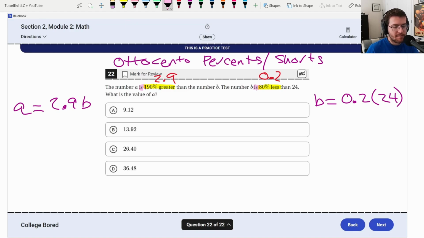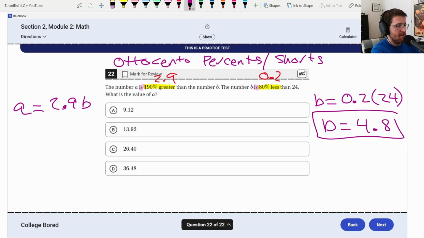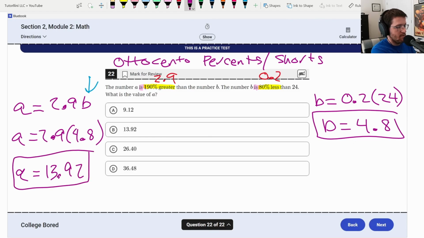B we can find, so 0.2 times 24, just did that on a calculator. I get 4.8. Let's put a box around that. And now we'll come over to the second equation and put 4.8 in here. So A equals 2.9 times 4.8. And let's see. I'm getting A is equal to 13.92, which is equivalent to answer choice B.